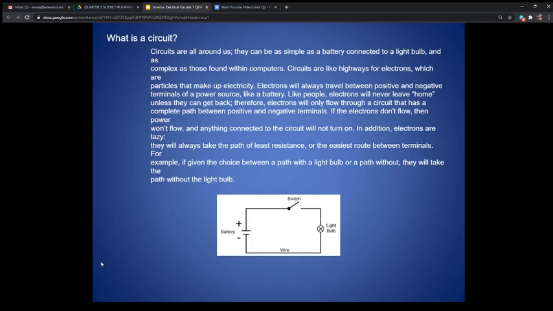In addition, electrons are lazy. They will always take the path of least resistance, or the easiest route between terminals. For example, if given the choice between a path with a light bulb or a path without, they will take the path without the light bulb.